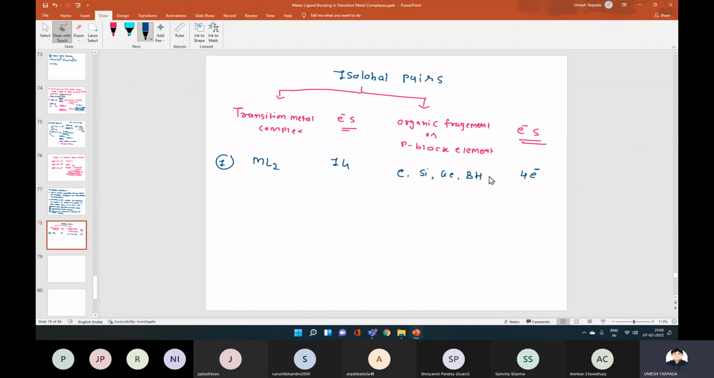Okay, in order to get an isolobal structure, you compare electrons from the organic part and electrons from the inorganic part. Depending on those electrons, you can predict whether these two are isolobal or not. The organic part electron count is 10 less than that of the inorganic part.